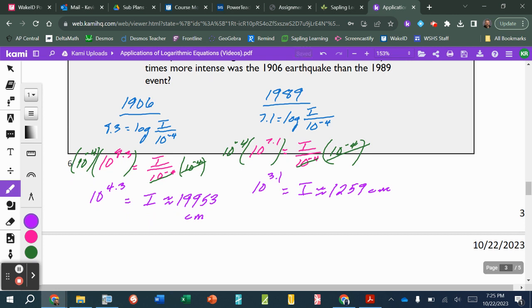the 1906 earthquake. So to finally answer the question, what I'm going to need to do is come back and divide these two. I'm going to take the intensity of the larger one, so I'm going to have the intensity of the 1906 earthquake divided by the intensity of the 1989 earthquake. And I'm just going to do that all in the calculator. That's going to tell me how many times greater or more intense the 1906 earthquake was than the 1989 earthquake.